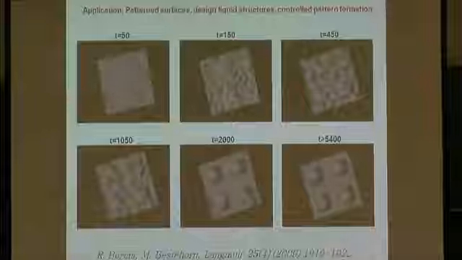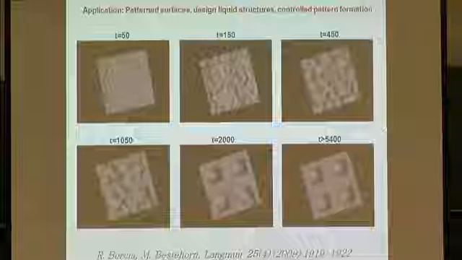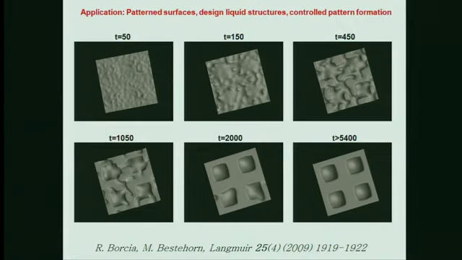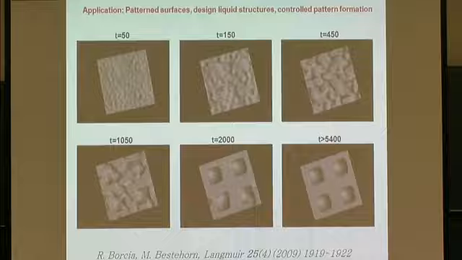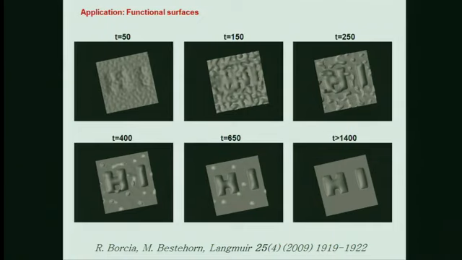Now I will show you some simulation in 3D. So we have again a thin liquid layer, and the substrate is patterned, chemically patterned, for example, and we can obtain regular structures, so design liquid structures and contour pattern formation. And even more, if this pattern contains information and we lay out a liquid layer over the substrate, we can decode the information. So this is a so-called functional surface with application for microfluidics.